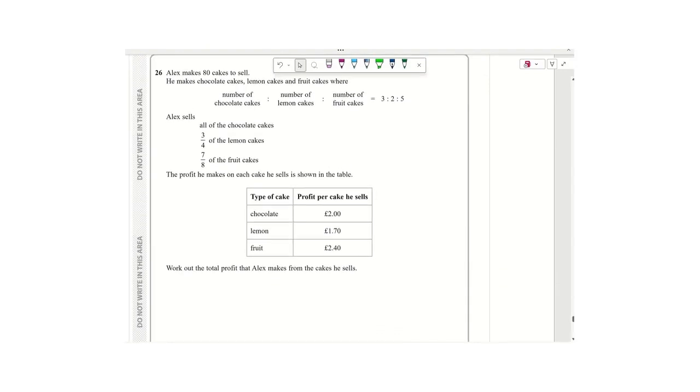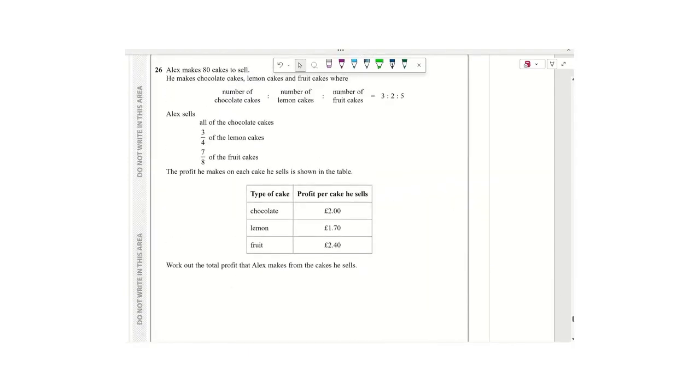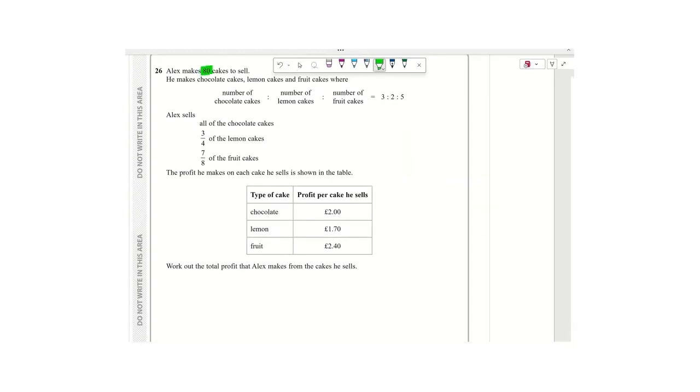We're nearly at the end. I think it's this question and one more. Yes, nearly there. So Alex makes 80 cakes to sell. He makes chocolate cakes, lemon cakes and fruit cakes in the ratio 3 to 2 to 5. He sells all of the chocolate cakes, 3/4 of the lemon cakes and 7/8 of the fruit cakes. And he makes a load of profit. And we're asked to work out how much profit he makes.